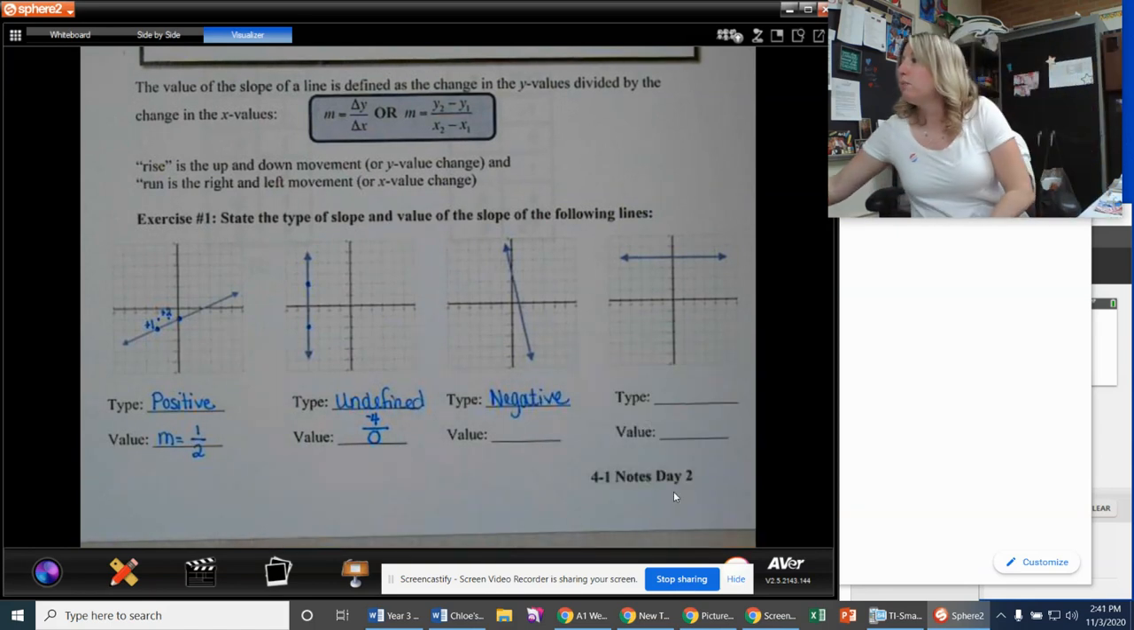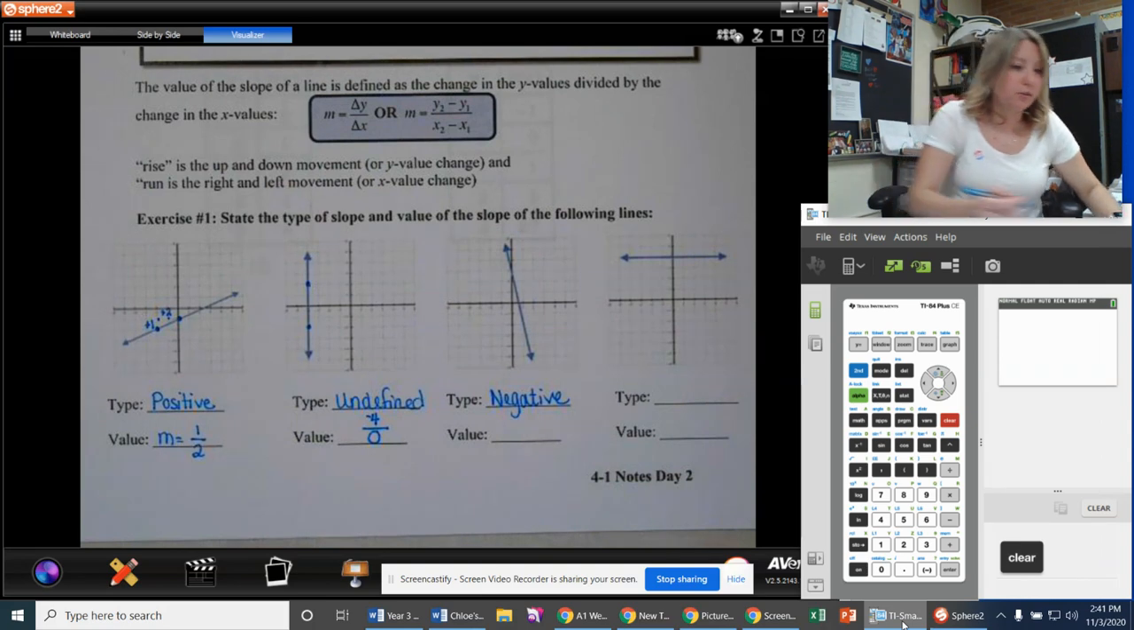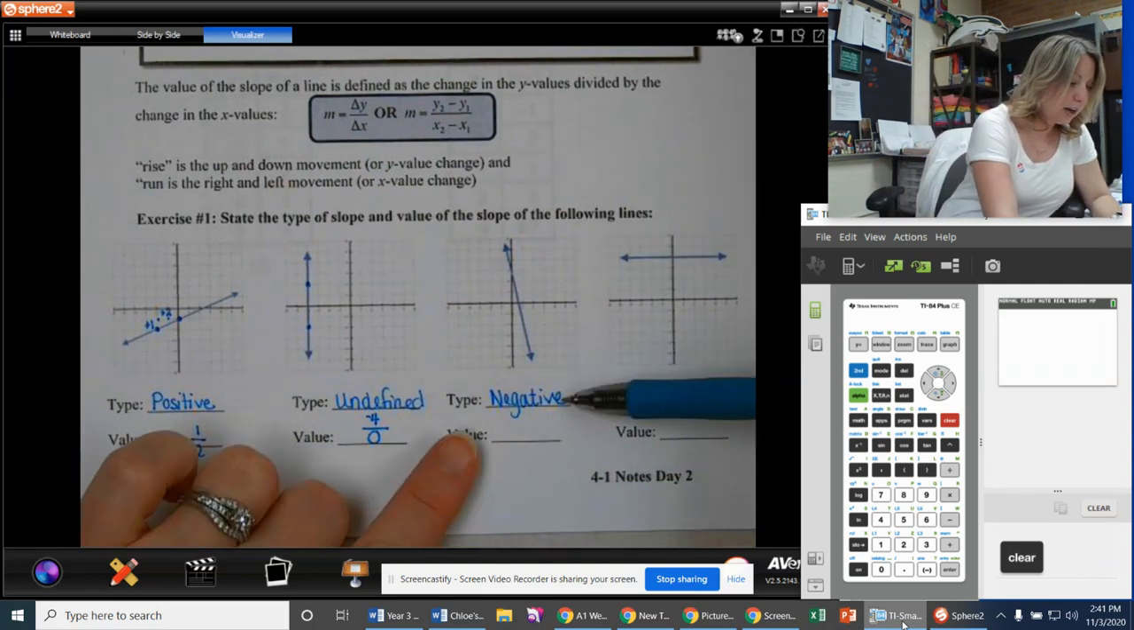Sorry, I left the website up and didn't pull up my graphing calculator. There it is. This is a negative slope.